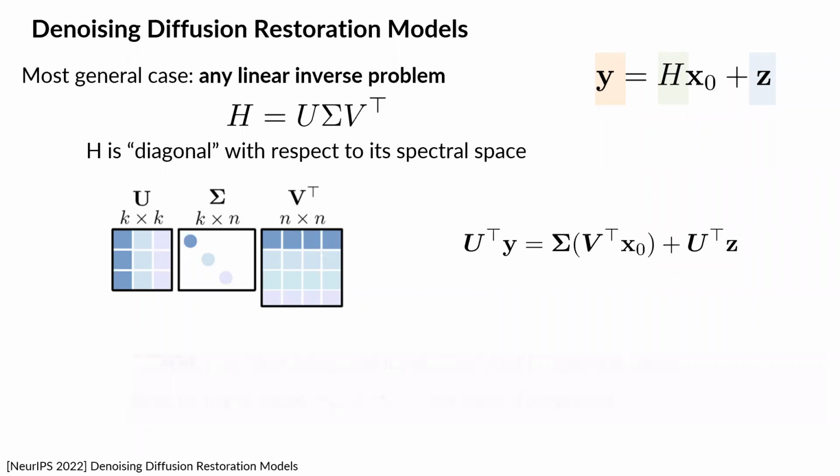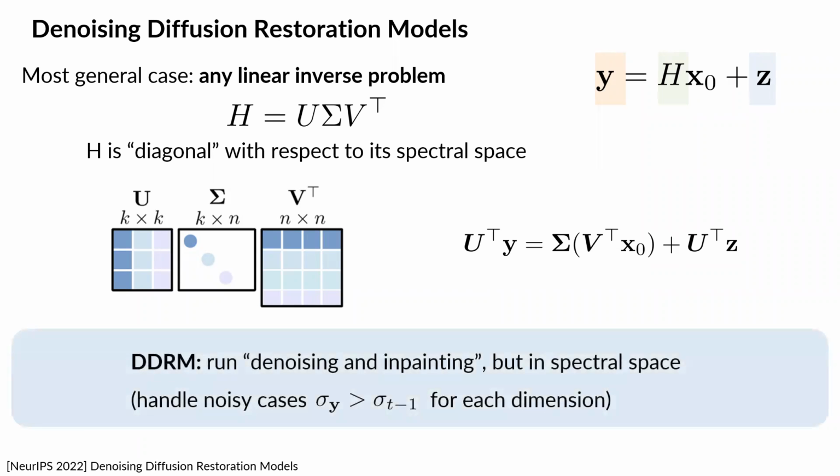This means that the actual algorithm we do essentially performs something like the denoising and inpainting that we described earlier, but in this different space, the space of V transpose X0. What's notable that we have to do here is that because the singular values are not equal, this might correspond to cases where sigma has different values in the different rows and columns.